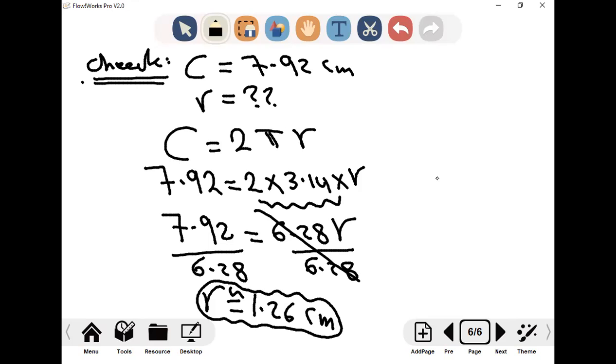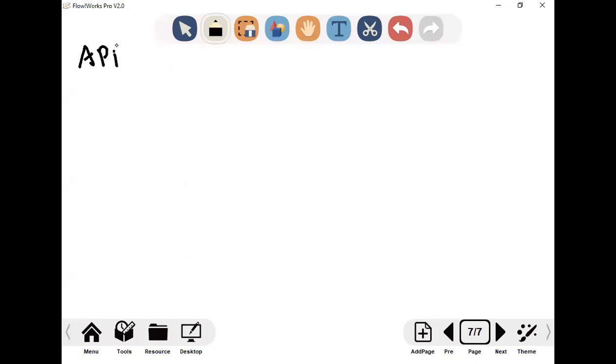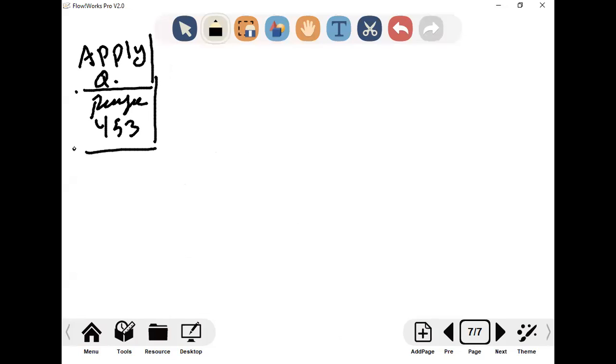Let's do the apply question. The apply question. See it? Yeah. Now in the apply question, we have, page 453. The apply question, we have two gardens, circular gardens. The first garden is for a girl called Kama. Kama has a circular garden with a radius of 3 feet.